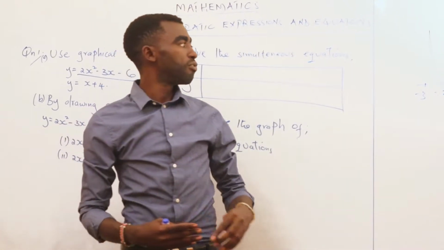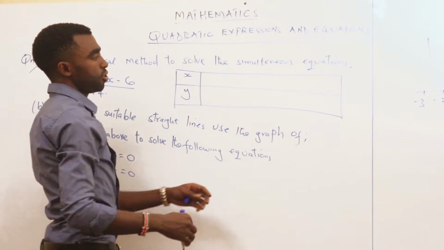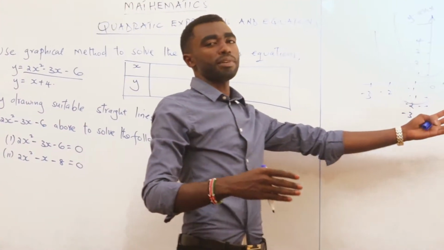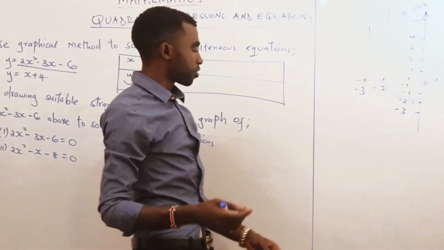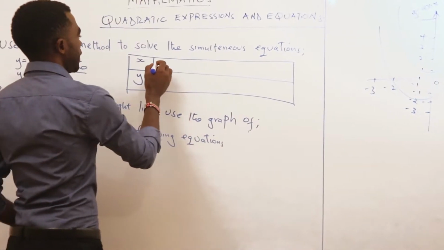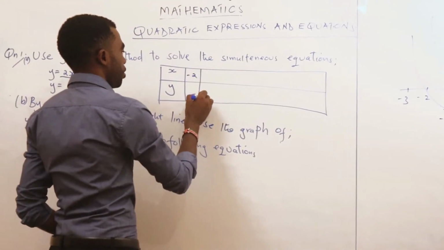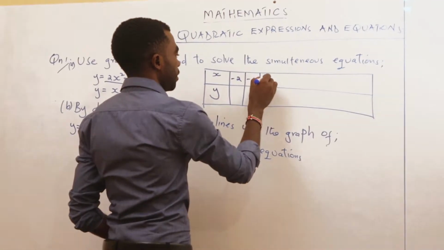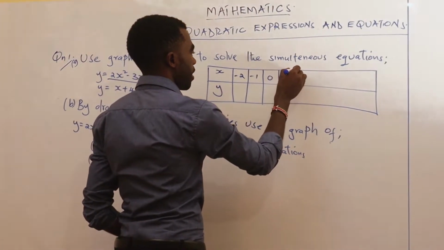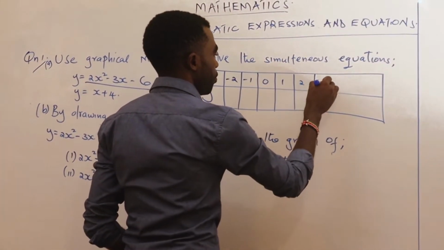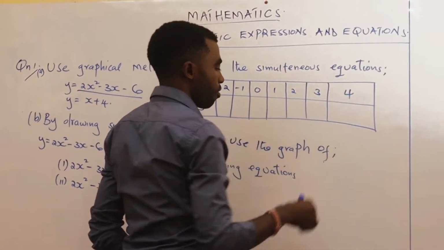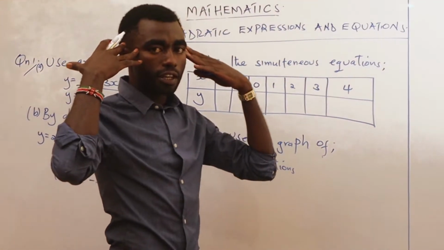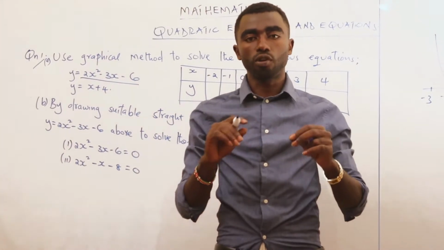To come up with these suitable values, you don't need to exceed, because the graph doesn't need to be so much bigger. So we can assume to start with -2, we go to -1, we go to 0, we have 1, 2, 3, 4. These are the values which we just take from the mind, because at the end of the day we just need to plot the values.